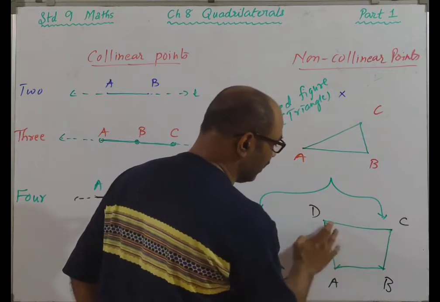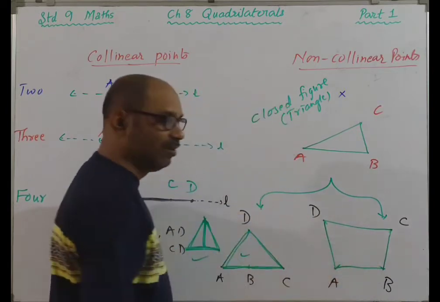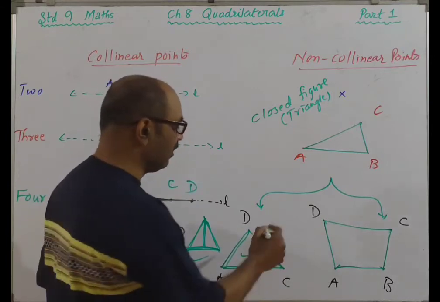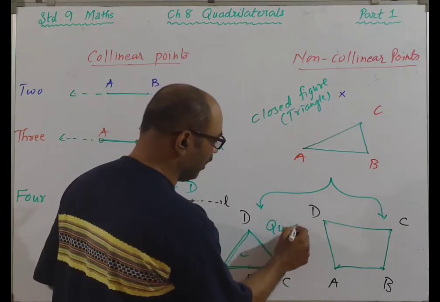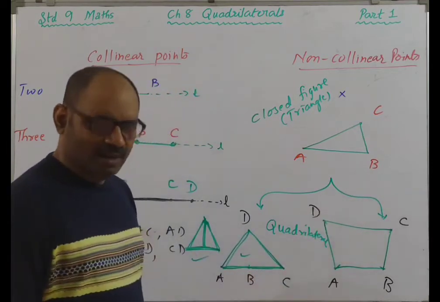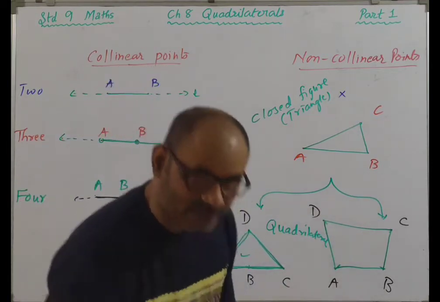But if I don't consider these 2 sides, these 2 line segments, then I am getting 1 closed figure, and this is called a quadrilateral. Let's try to understand what a quadrilateral is.